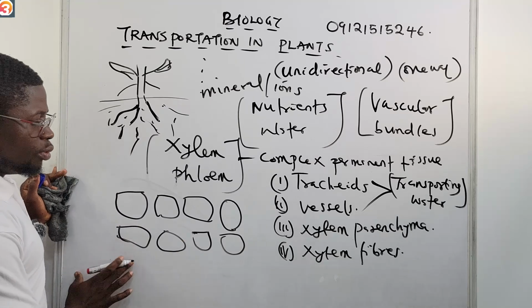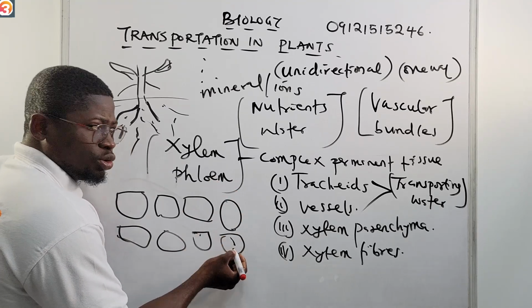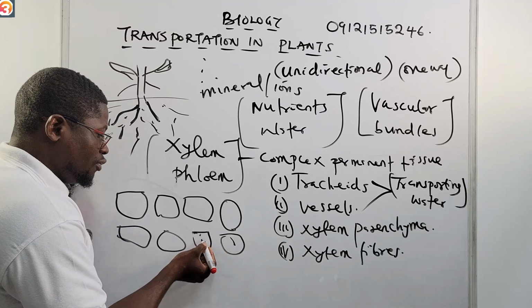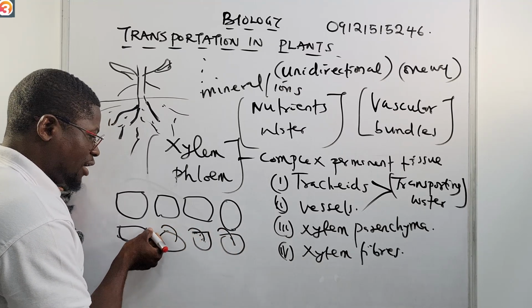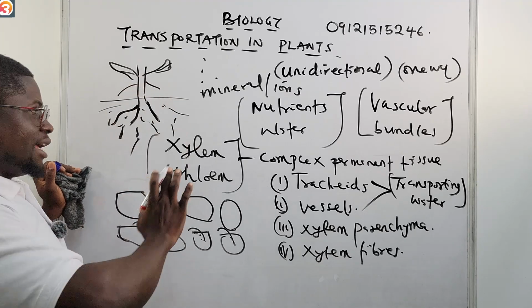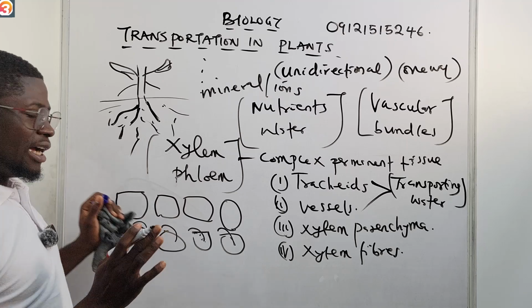Let's say these are the cells in the plant. So water has to move from one cell to the other. It moves from here to the next, and to the next, like that. It keeps moving till it gets to the upper part of the plant. That is how it works.